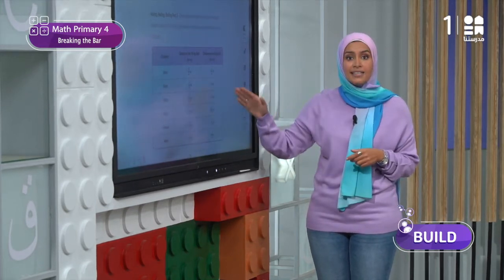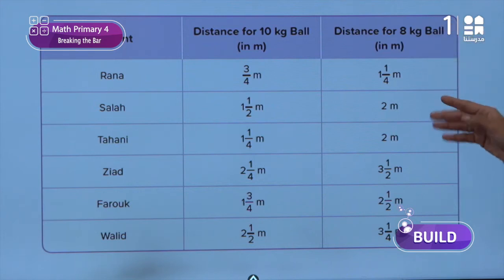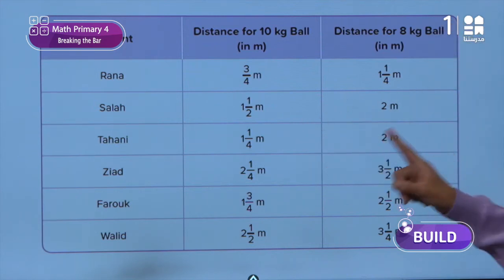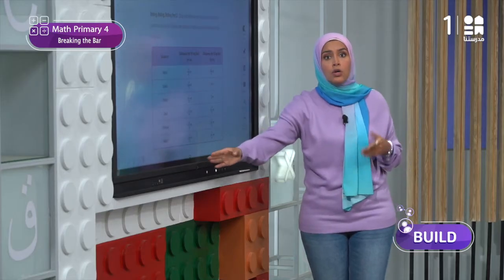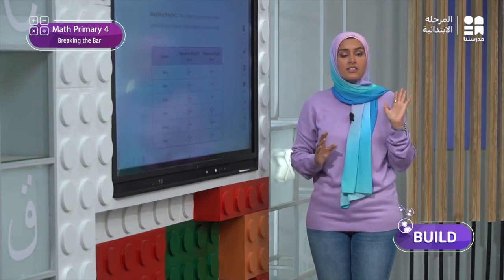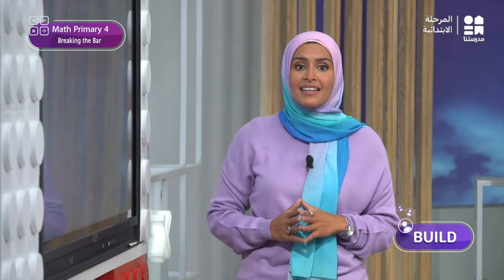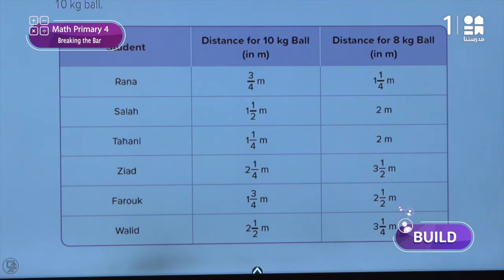لو بصينا على التيبل هنلاقي إن المسافة في تاني مرة بقت أكبر. كل الأرقام زادت. Even though they were the same people who pushed the ball in the two investigations. I mean that they applied the same force on the ball. So what is the reason that Rana was able to move the first ball 3.75 meters and the second time she moved the ball 1.25 meters?